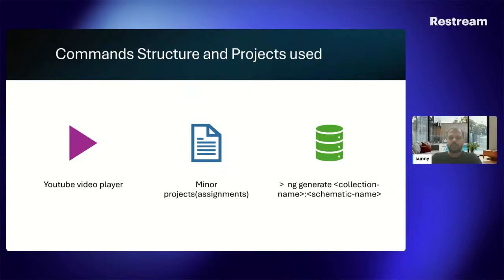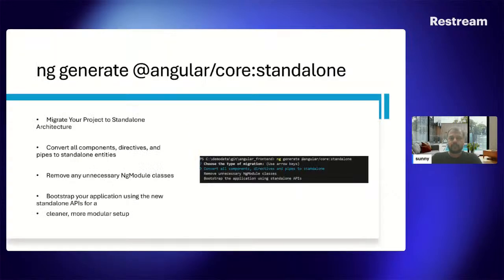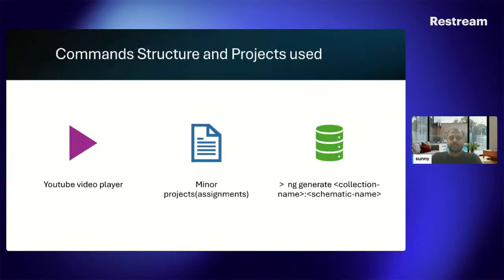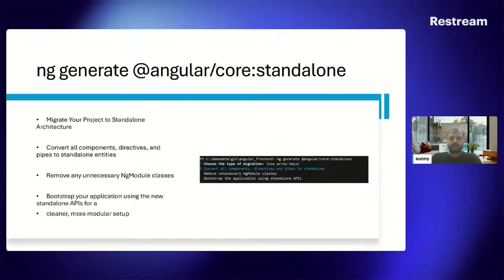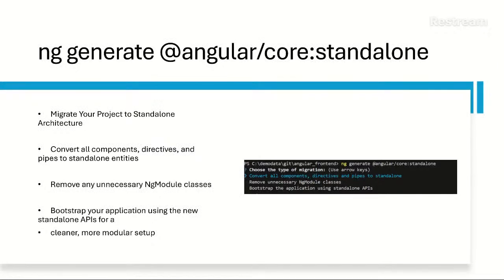This is the basic structure that I have added here: ng generate, collection name, and semantic name. It tells which collection we are going to migrate, and it will upgrade according to that. Let me share the project so that you get a clearer idea of what commands you can use. Here we have commands like ng generate, Angular core standalone.